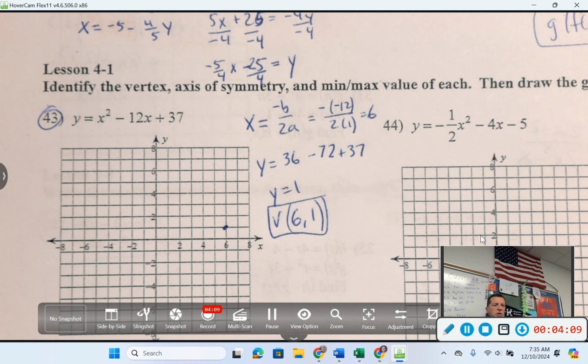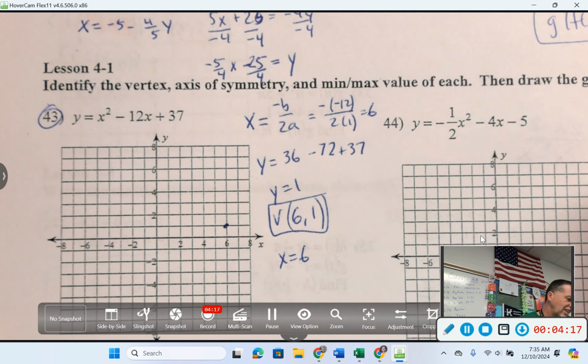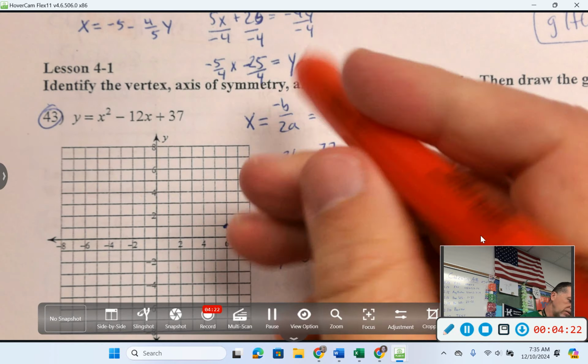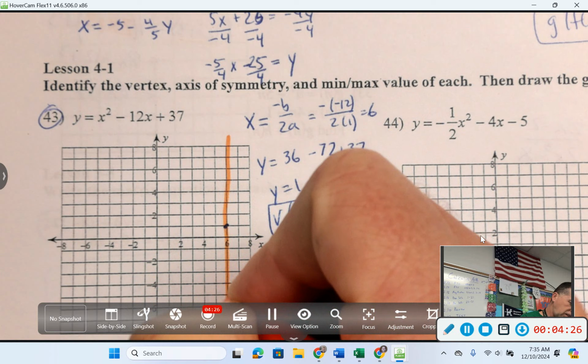Axis of symmetry. It's like the center, right? Yep, it's like that center line. X equals 6. And again, some people draw it, some people don't. Either way, there's X equals 6.